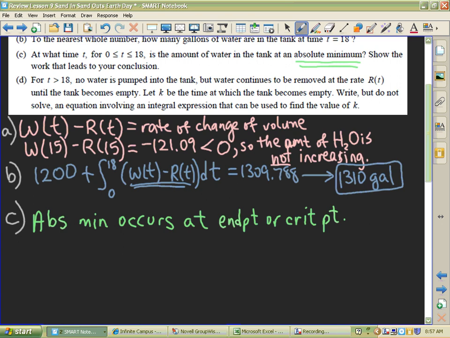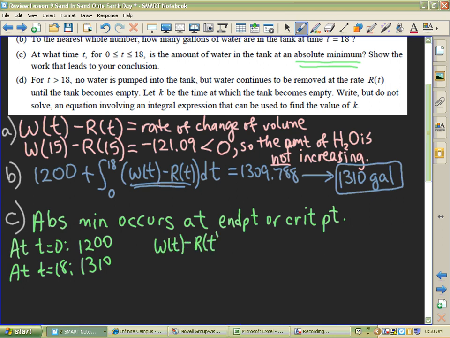So you gotta know how much water there is at the beginning, and you gotta know how much water there is at the end. That's for sure. We know how many gallons of water there were at the beginning and at the end. What we don't know is where the critical points are. How will we find critical points? Yes, we're going to use our calculator to find when W minus R is 0. Because that's when the 2 rates come together, when you hit an equilibrium state.